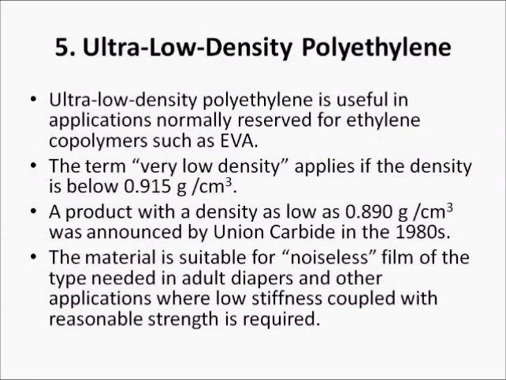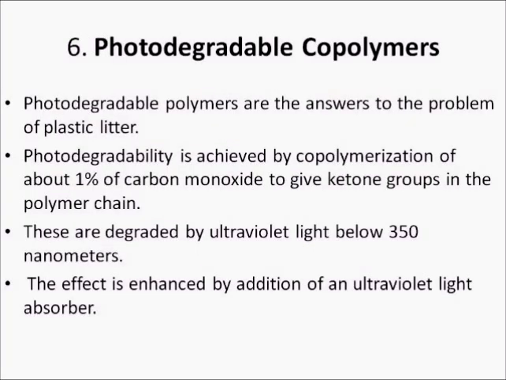Materials with density as low as 0.89 gram per cc were classified as ultra-low density by Union Carbide in the 1980s. Ultra-low density polythenes are a type of these materials characterized by low stiffness but good tensile strength. The plastic, which can be degraded in presence of light, is a promising solution to plastic waste. This feature can be incorporated in the polymers by copolymerization of about 1% of carbon monoxide to give ketone groups in the polymer chain, which are degraded by ultraviolet light below 350 nanometers.